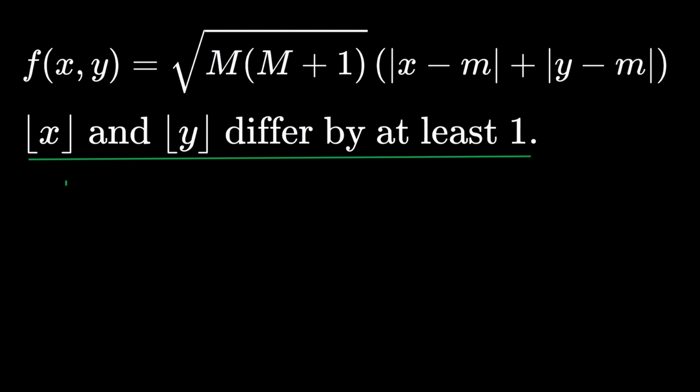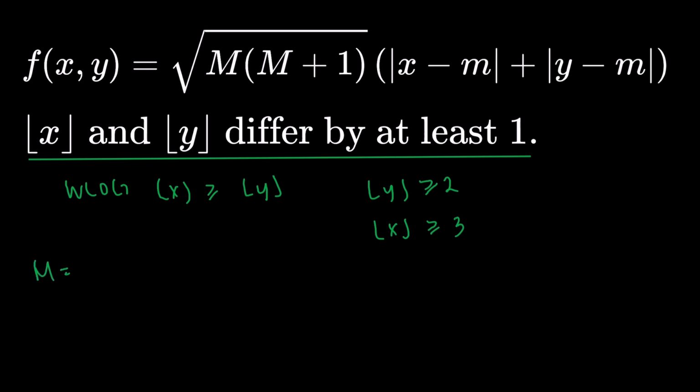I'm going to say without loss of generality, floor of x is greater than or equal to floor of y. So floor of y would be greater than or equal to 2, and then floor of x would have to be greater than or equal to 3 because they differ by at least 1. So, all right, capital M would be greater than or equal to 3, because it's the floor of x. Small m is greater than or equal to 2.